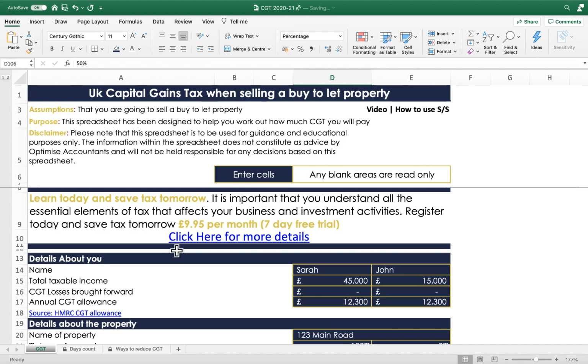Hopefully this has been useful for you, and I hope that it will help you reduce your CGT liability when you're selling any of your buy-to-let properties.